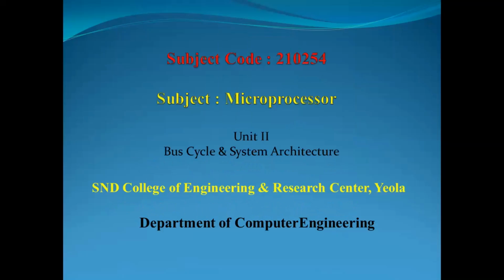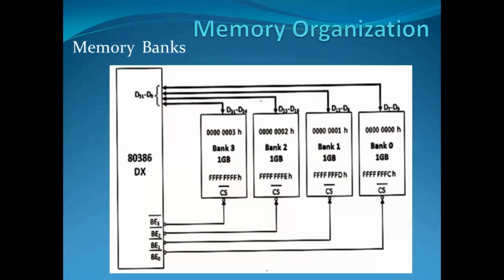Today we are discussing the subject microprocessor, unit 2, bus cycle and system architecture, in which memory organization is one of the important topics. The memory banks: the memory is divided into four 8-bit wide memory banks. This 32-bit wide memory organization allows the bytes or double words of the memory data to be accessed directly.